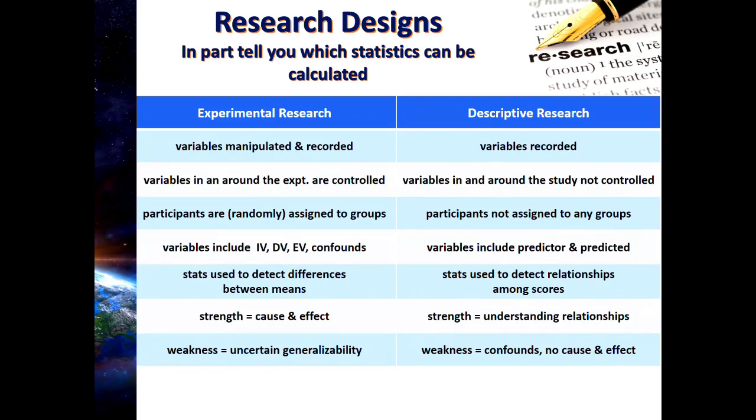Today we're going to review research designs just a little bit. We left off in the last lecture talking about experimental research. We covered that in depth. Remember, we looked at all the different variables that are either manipulated or recorded in some way in an experiment, and those nasty little things called confounds.